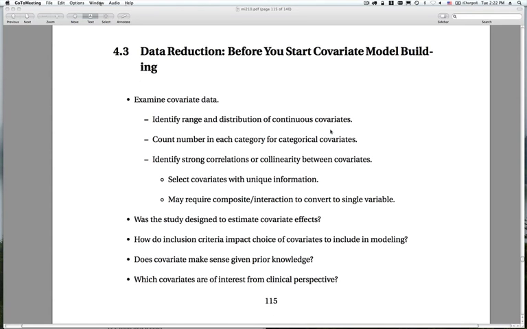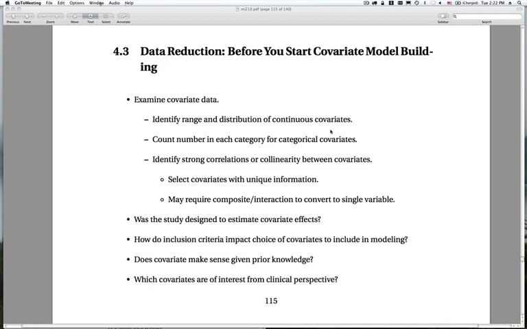And this next topic is called data reduction before you start covariate modeling. So what do you think about before you start covariate model building? And this is an evolving science. Our work in population PK keeps changing over time, and the way that we analyzed these models 15 years ago is different than the way we do it today. That's because we're learning as we move forward. We're also borrowing from other fields.